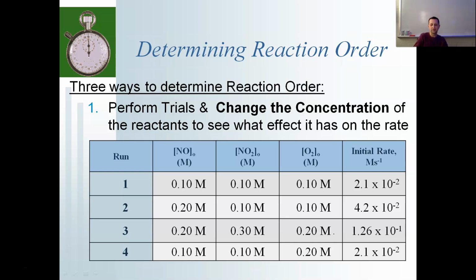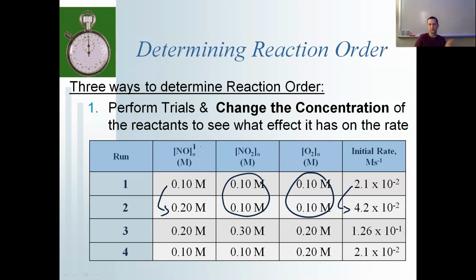So if you have a grid like this, you can take a look at everything that you have here and figure out what the rate is with respect to NO, NO2, and O2, and then put it all together to determine your rate law. So for example, it looks like I kept my NO2 consistent here, my O2 consistent here, I doubled my NO, I doubled my rate, so it looks like that is first order with respect to NO.